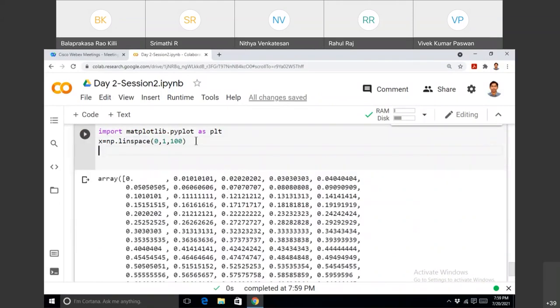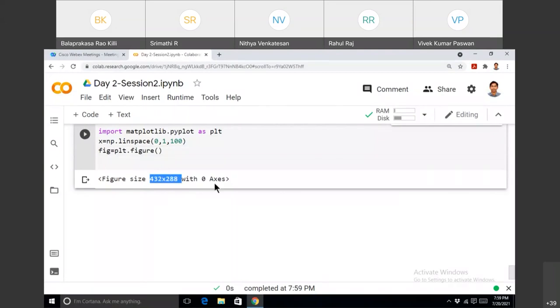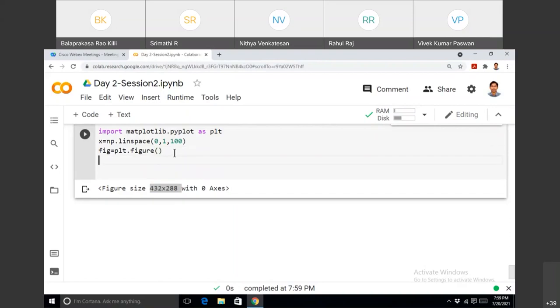Now suppose you want to plot x versus sin x. How to do it using Matplotlib? First, plt.figure is the basic command. It will initialize a figure. You see, it has initialized a figure with dimensions 432 by 288, with no axis. Now we can add axis using a command, and store it in ax.